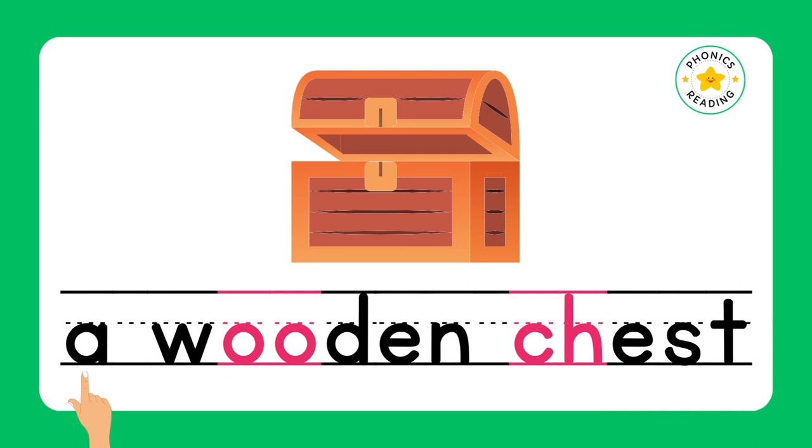A, w, oo, d, e, n, wooden. OO is a digraph. Ch, e, st, chest. Ch is also a digraph. A wooden chest.